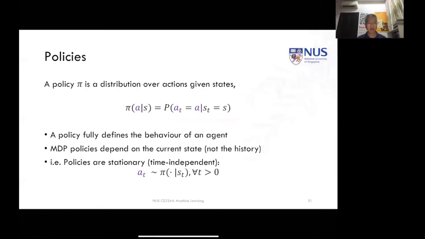We can say that the policy fully defines the behavior of the agent, and that the MDP policy depends on just the current state, right? That's the whole point of making a Markovian assumption, is we only need the current state to determine what to do. And this means that our policies are stationary. They're actually time independent. We don't need to know exactly what time we're in to make that assumption, right? So regardless of when I'm in this particular state, I'm going to carry out the action dependent on the policy.